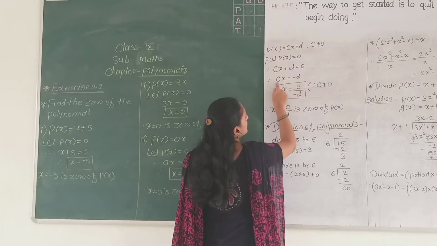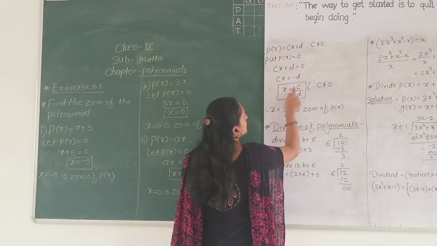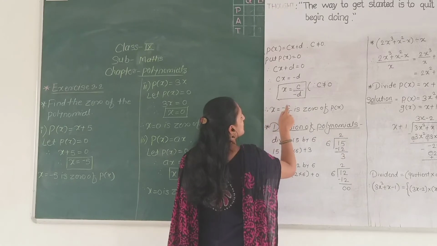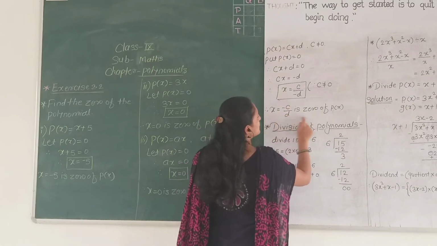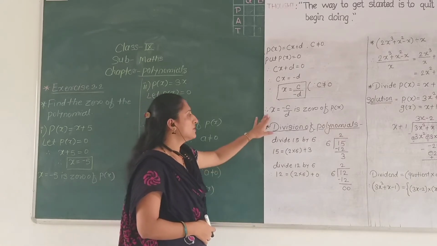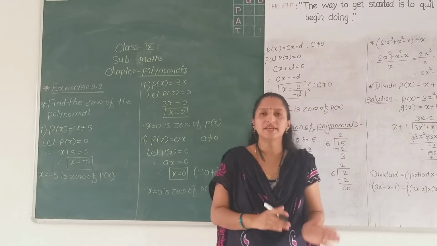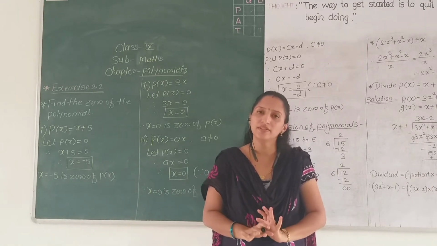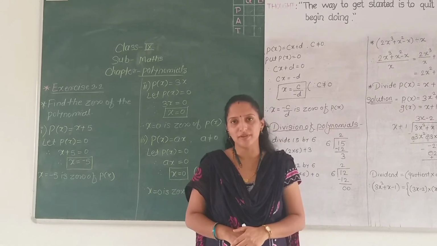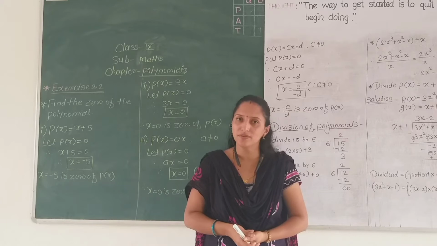Now I divide this number d by c. So we get x is equal to negative d upon c. Okay, that is x is equal to negative d upon c is the 0 of the polynomial P of x. Okay, so whenever you want to find 0 of the polynomial, just equate this polynomial with 0. You can easily find out the 0 of the polynomial. Okay, students, all of you understood how to find 0 of the polynomial?